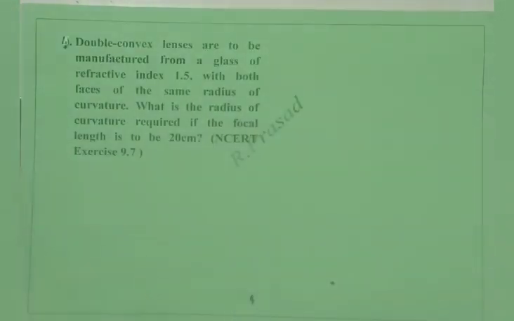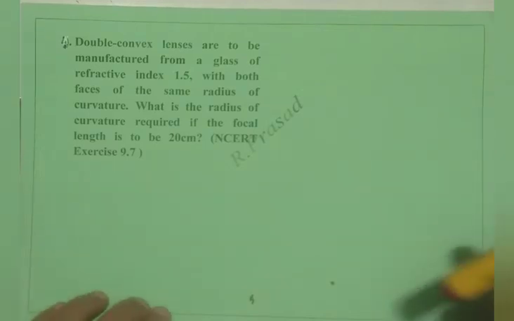Now we think of the fourth question. Double convex lenses are to be manufactured from a glass of refractive index 1.5 with both faces of the same radius of curvature. What is the radius of curvature required if the focal length is to be 20 centimeter?